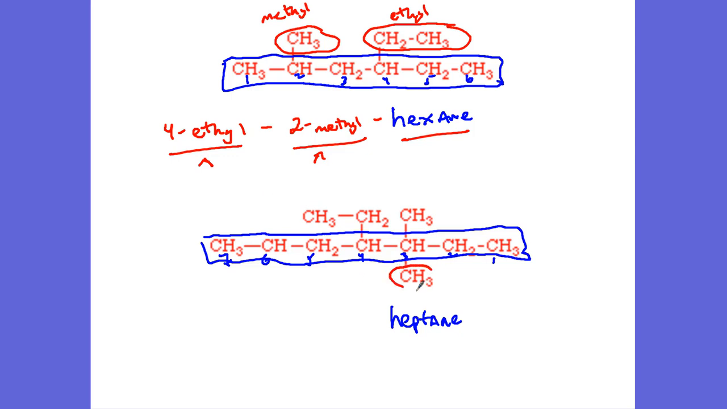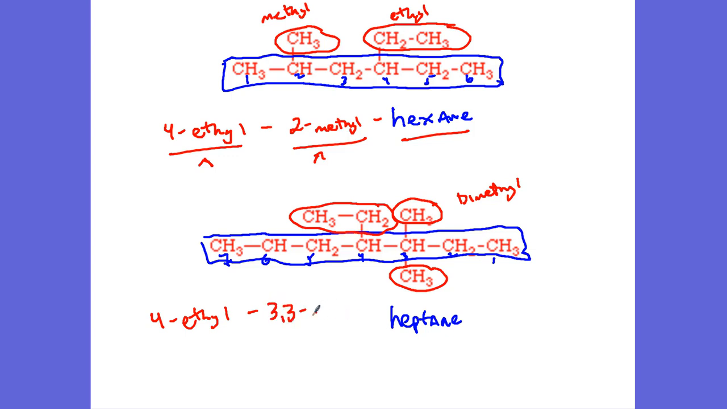I have a methyl group coming off right here. I have a methyl group coming off right there. So I have dimethyl, don't I? I have an ethyl group, 2 carbons, ethyl coming off here. So I'm going to start with the ethyl because it's alphabetical order. So 4-ethyl. And my methyls are both coming off of the third. So 3,3-dimethyl.